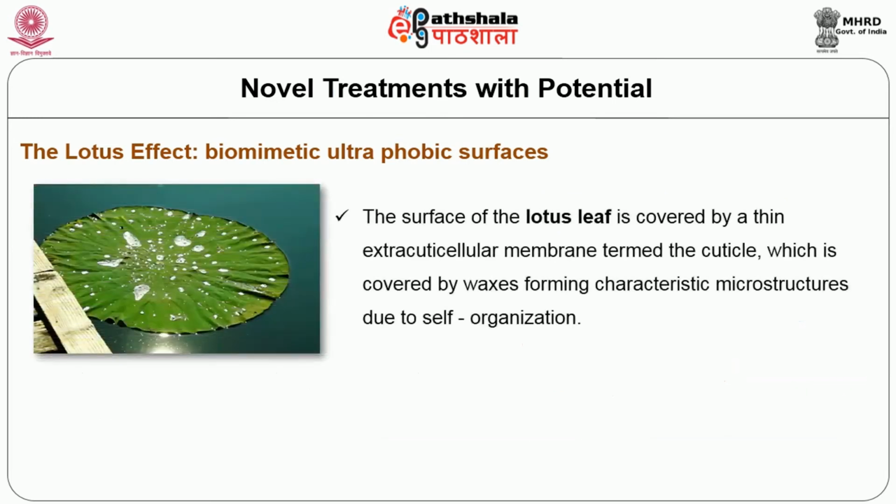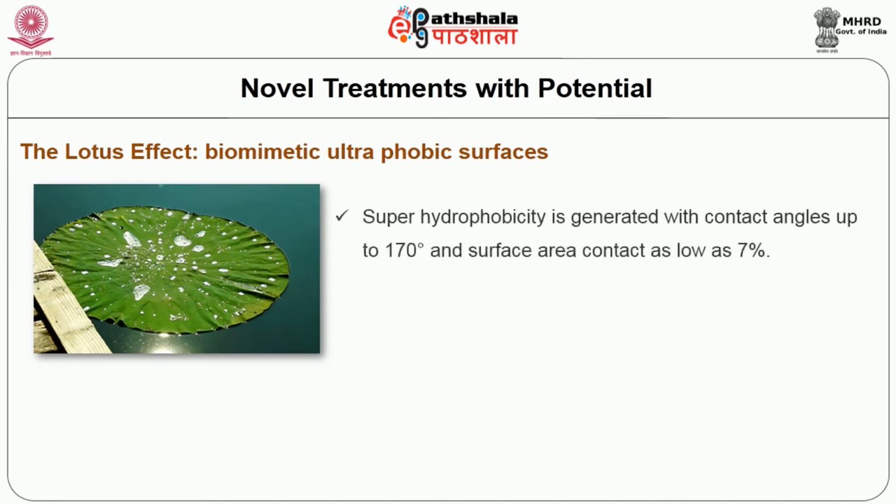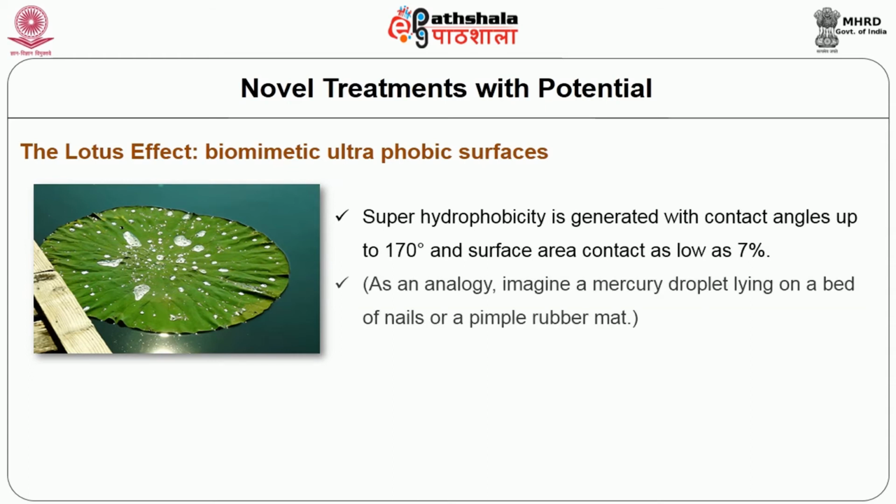The surface of the lotus leaf is covered by a thin extracellular membrane termed the cuticle, which is covered by waxes forming characteristic microstructures due to self-organization. On smooth wax layers, that is surface area contact at 100%, the contact angle of water may reach 110 degrees, but because of the surface roughness of the wax layer, whose dimensions can be measured in micrometers, a very pronounced superhydrophobicity is generated with contact angles up to 170 degrees and surface area contact as low as 7%.